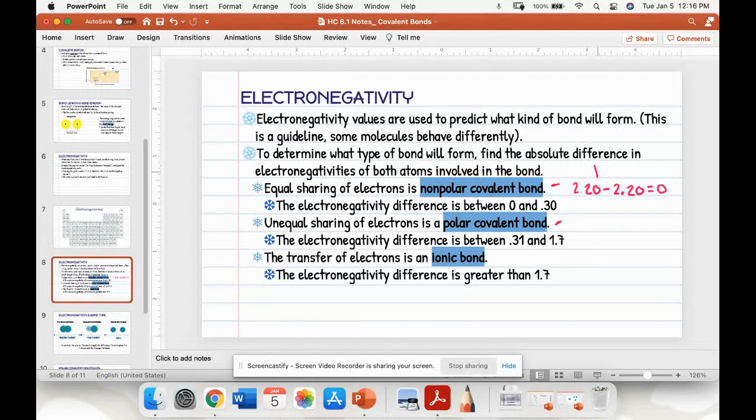This bond right here, this hydrogen-hydrogen bond, and you'll learn how to make these little diagrams right here, the electrons are being shared equally between these two atoms. There's no pull in either direction. However, in a polar covalent bond, it's this kind of subtraction, except the difference is between 0.31 and 1.7.